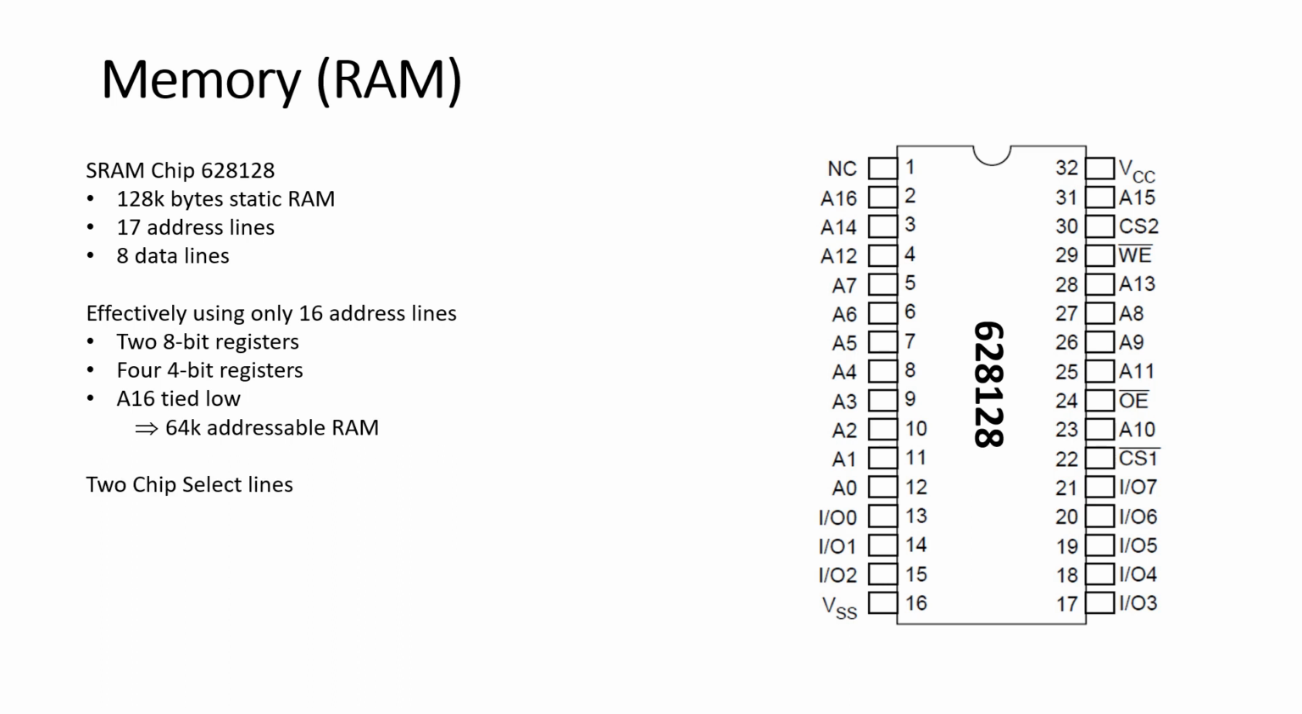Another important thing about this chip is it has two different select lines, so I can switch on or off that chip by setting CS1, which is active low, and CS2, which is active high, and the chip is active only if both lines are in their active state.